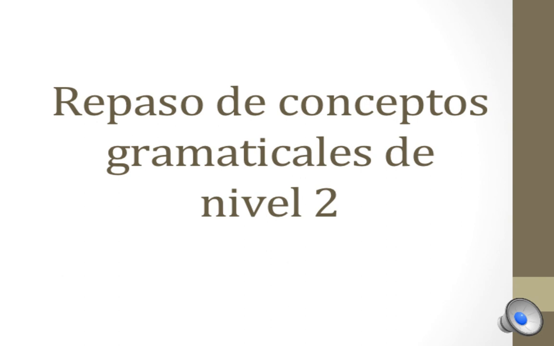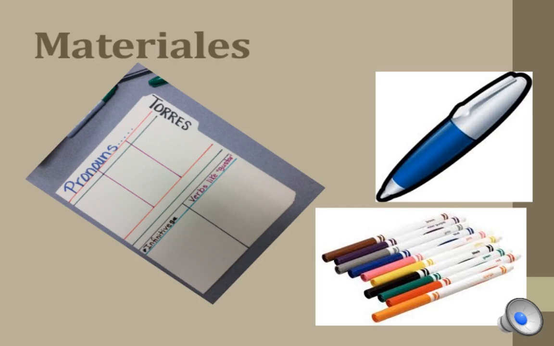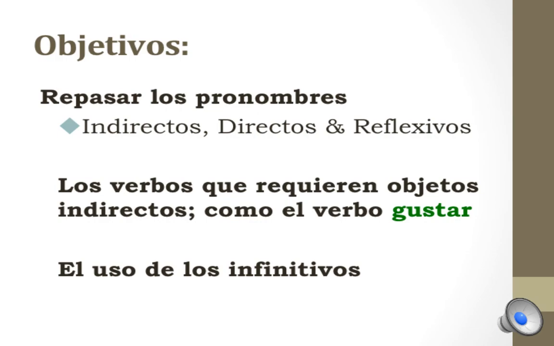En esta presentación vamos a repasar conceptos gramaticales de nivel 2. Vas a necesitar unos materiales como tu manila folder, un bolígrafo y es probable que necesites marcadores. Los objetivos de esta presentación son repasar los pronombres indirectos, directos y reflexivos, los verbos que requieren objetos indirectos como el verbo gustar y las construcciones con verbos infinitivos.